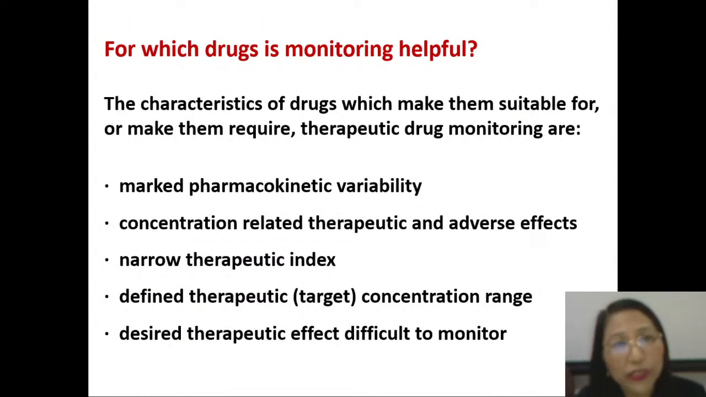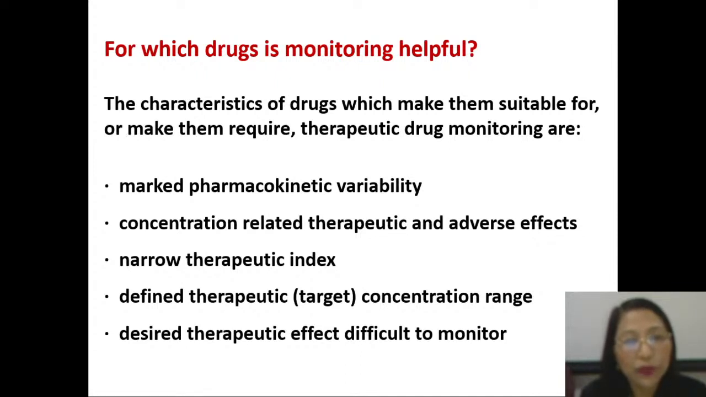So for which drugs is monitoring helpful? The characteristics of drugs which make them require therapeutic drug monitoring are: first, marked pharmacokinetic variability. That means between the amount of drug given and the plasma levels, there is marked variability. Second, there is concentration-related therapeutic or adverse effects. Certain drugs have a concentration-related effect, whether therapeutic or adverse. So for certain drugs, if we see toxicity, we might need to do therapeutic drug monitoring. Third, drugs with a narrow therapeutic index, because we want to obtain a therapeutic range and not a toxic or subtherapeutic range.